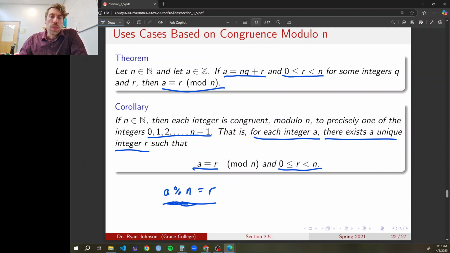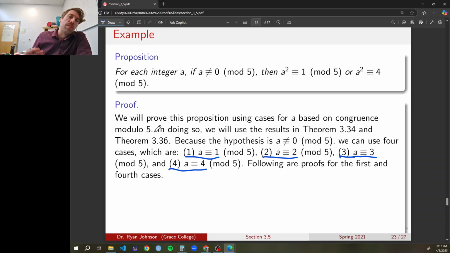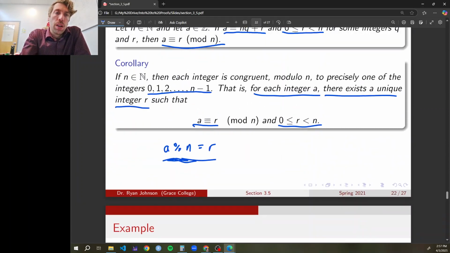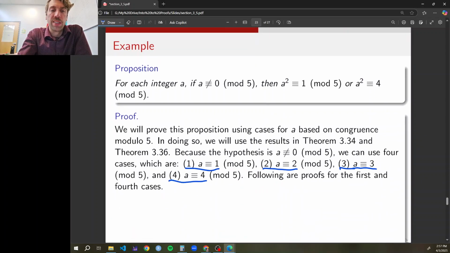Okay, so first we have this example. The example proposition is that for each integer a, if a is not equivalent to 0 mod 5, then a squared is equivalent to 1 mod 5, or a squared is equivalent to 4 mod 5. And so we're going to prove this using cases. That corollary says basically if n is 5, then numbers can be congruent modulo 5 to 0, 1, 2, 3, or 4. So that gives 5 cases, but then we're not including 0, so there's 4 cases.